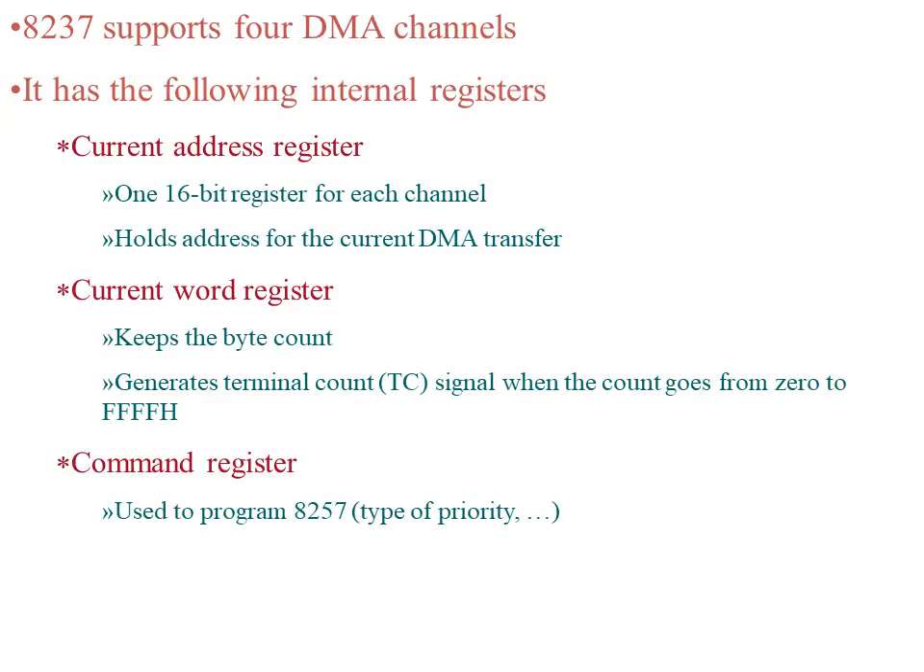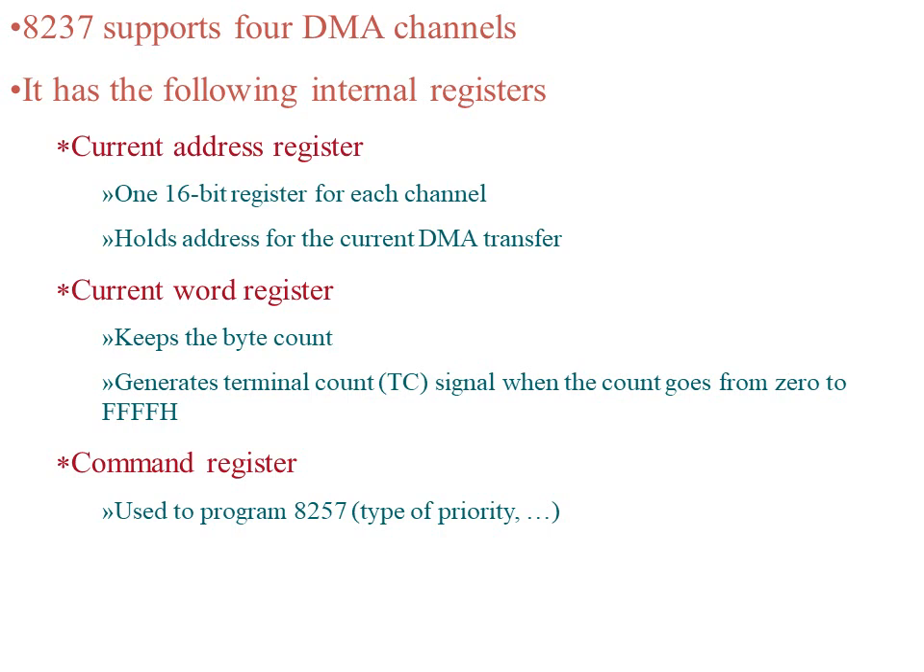This is the current address register. This is a 16-bit register for each channel, that means for 4 channels. If we are having 4 channels, then we are having 4 current address registers. It holds the address for the current DMA transfer, that means the current value of this address is stored by this current address register.